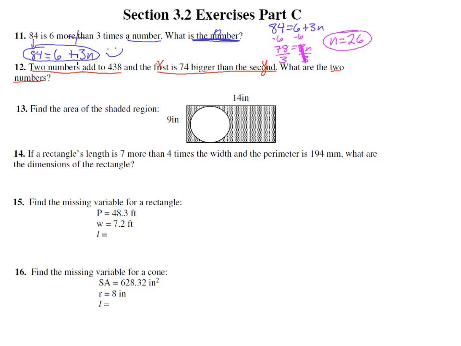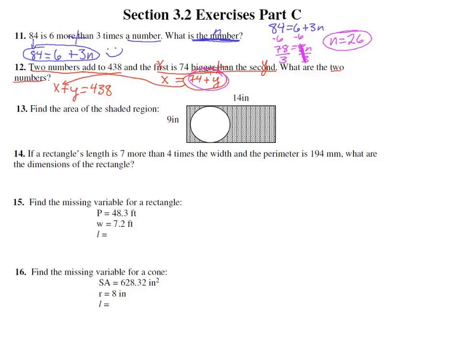It says two numbers add to 438. That gives us an equation. x plus y equals 438. Good. This is not an equation we can solve. No happy face yet until we know more about one or the other of them. Well, this tells us right here that x is 74 bigger than y. So that tells us what the first one is, and so we can take that and substitute it right over there.